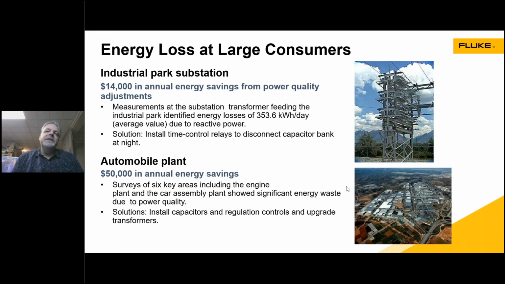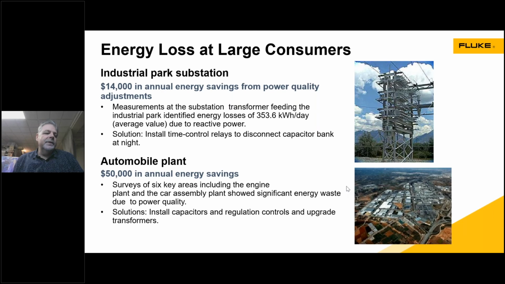But at the end of the day, they spent some money and then generated $50,000 of annual savings just by doing some testing with a power quality tool from Fluke. So these are not atypical. They weren't cherry picked as the best. These are typical of what our customers find.